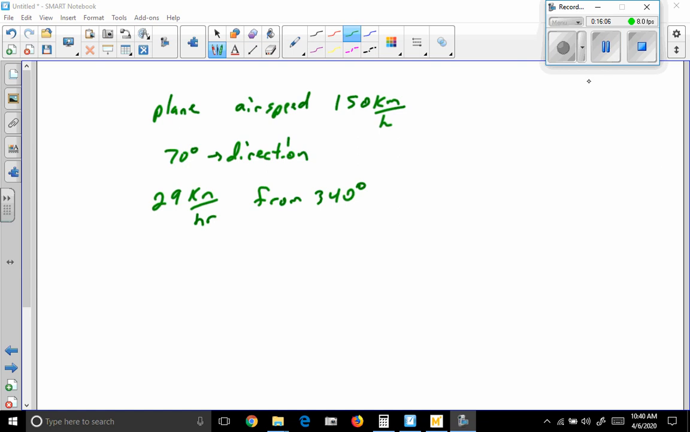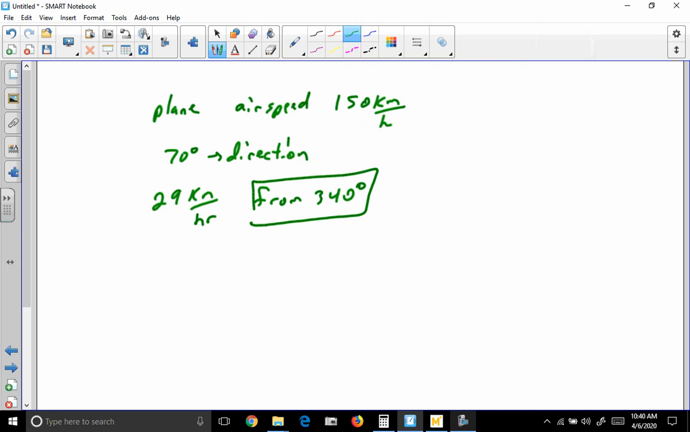When it says that the wind is coming from 340 degrees, we have to be careful there. So if we put north here, then 340 degrees is roughly that direction, but that's where the wind's coming from. So the wind is coming from that direction with a magnitude of 29 kilometers per hour.